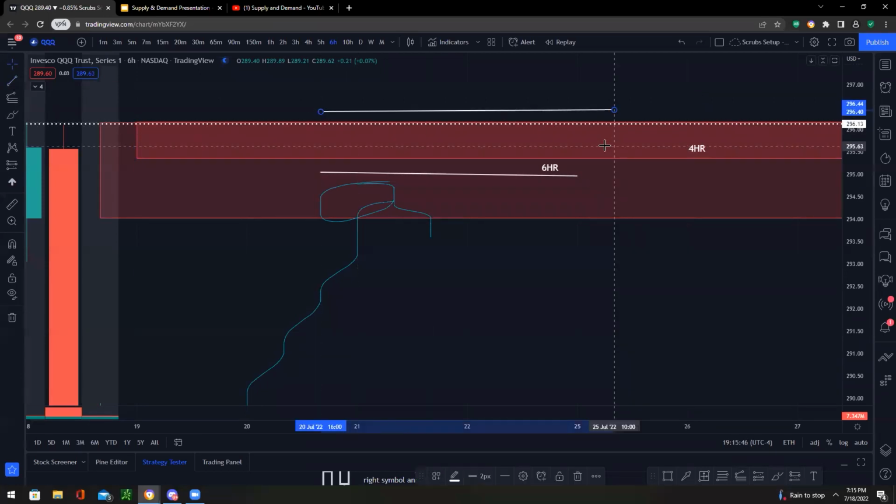Okay. So the reason being you have two separate stop losses is because there's different types of days. What do I mean by that?